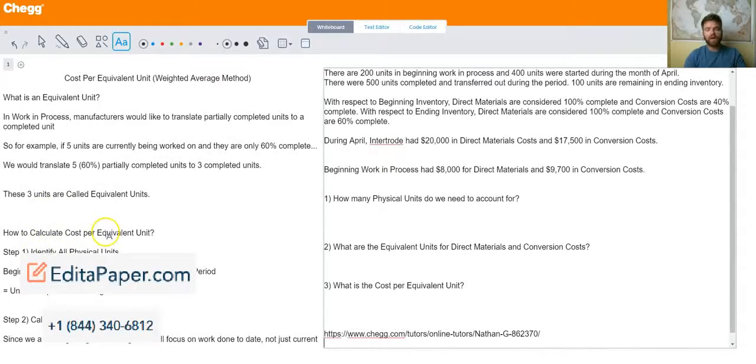So how do you calculate cost per equivalent unit? Well, the very first step is to identify all the physical units. Beginning work in process plus units started during the period equals units completed plus ending work in process. Now for the weighted average method, we're only going to focus on the second part of the equation, which is units completed and transferred out plus ending work in process. It makes things a lot easier.